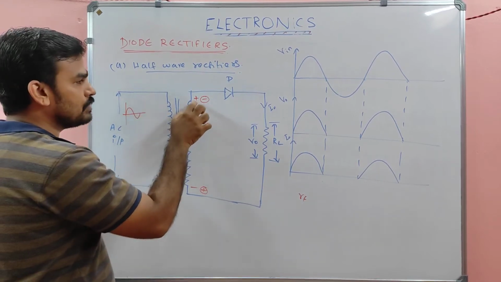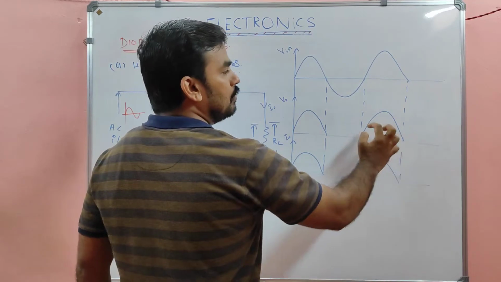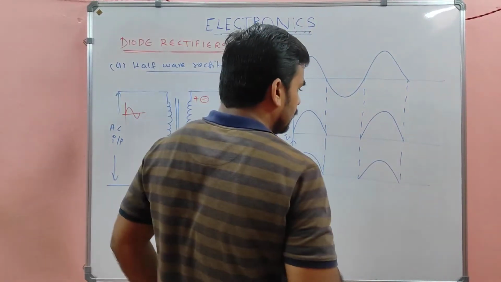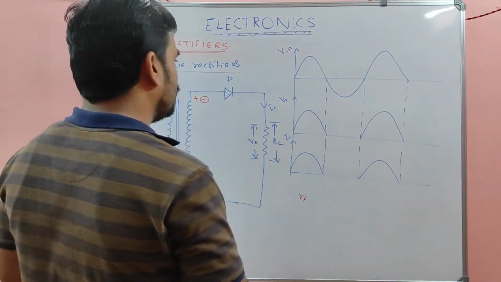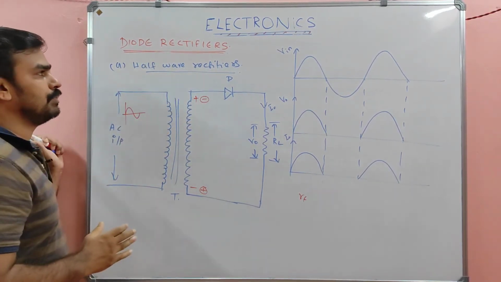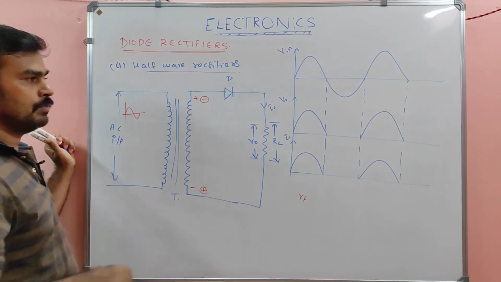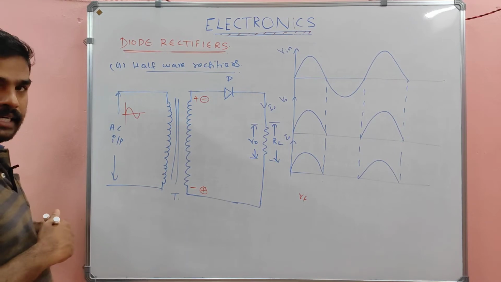For the next positive half cycle, this term will come, so the diode will be forward biased and the waveform will be obtained there. So what happened here? Listen. We can summarize some important things from the half wave rectifier point of view. Of course, we know that the output is unidirectional.